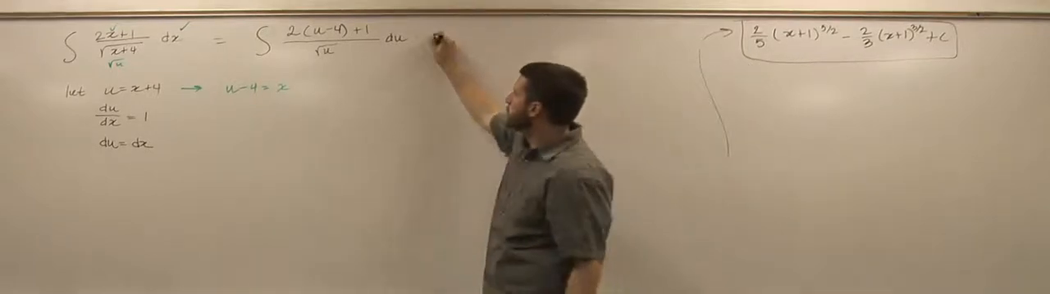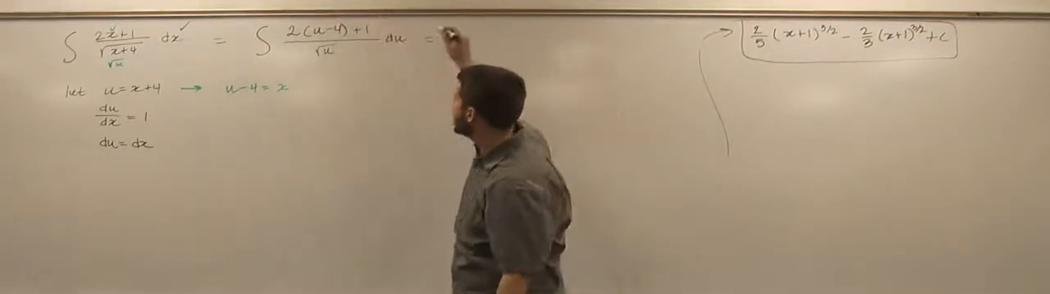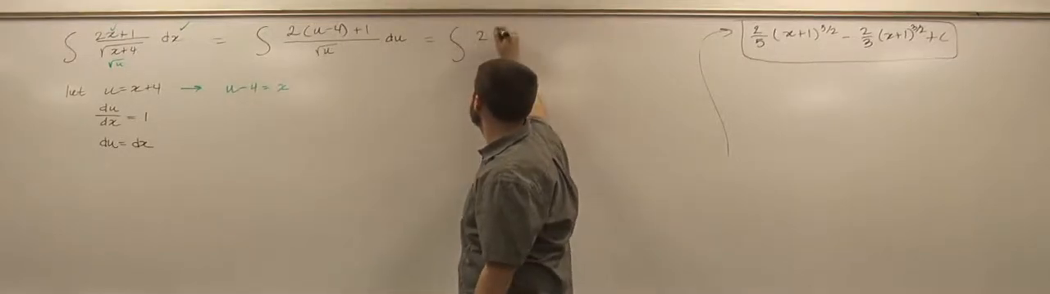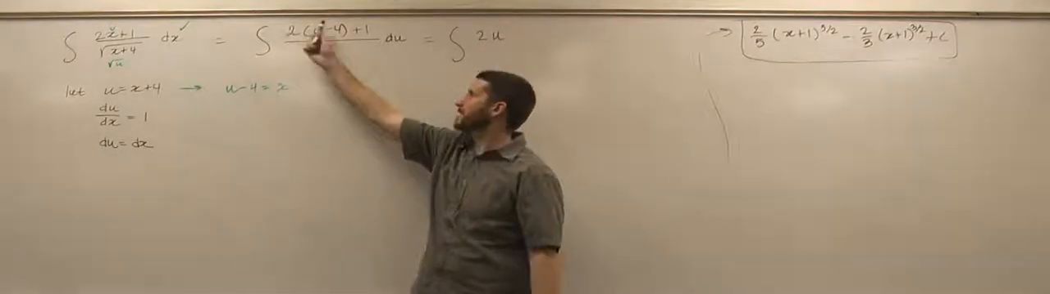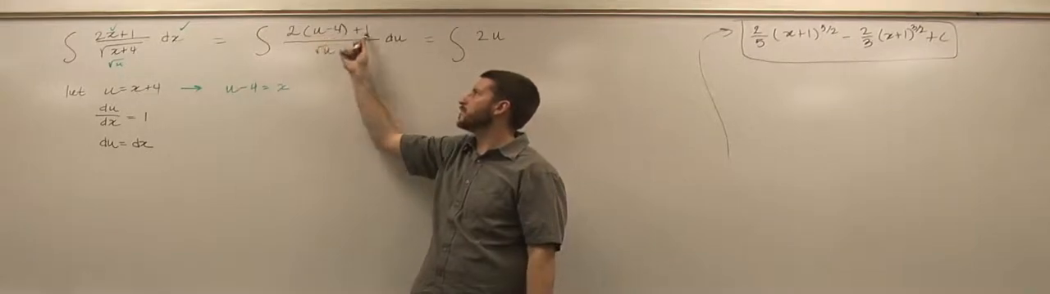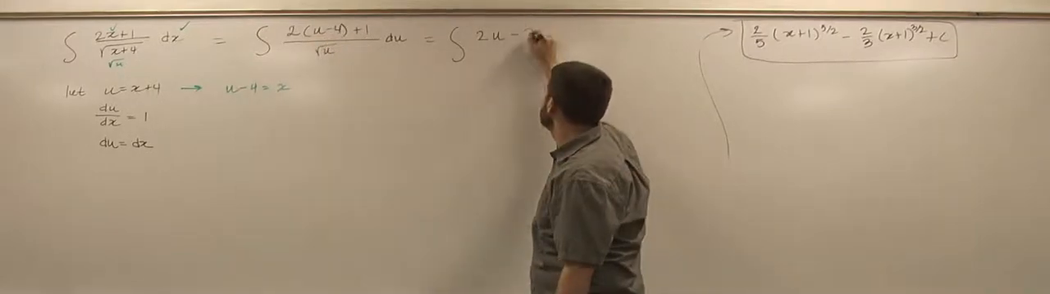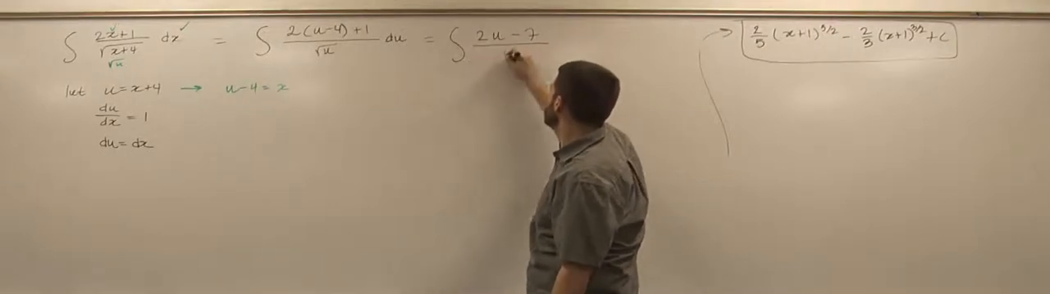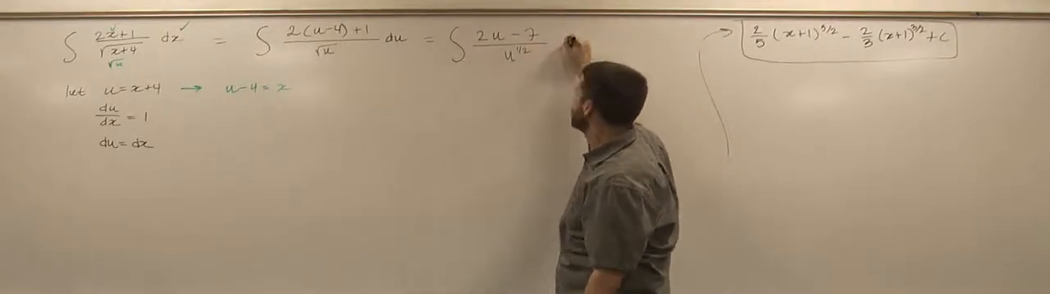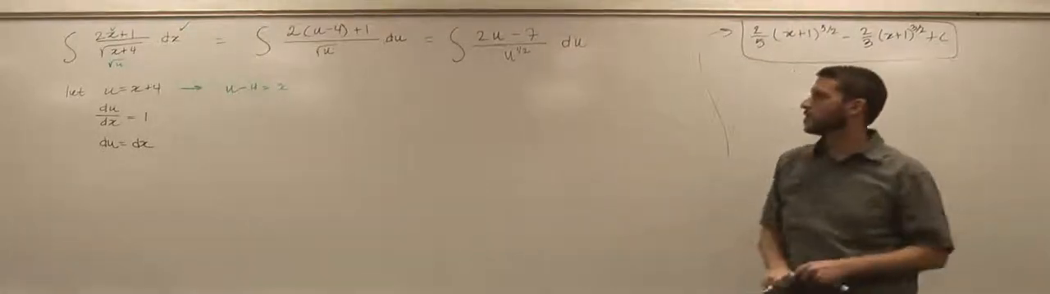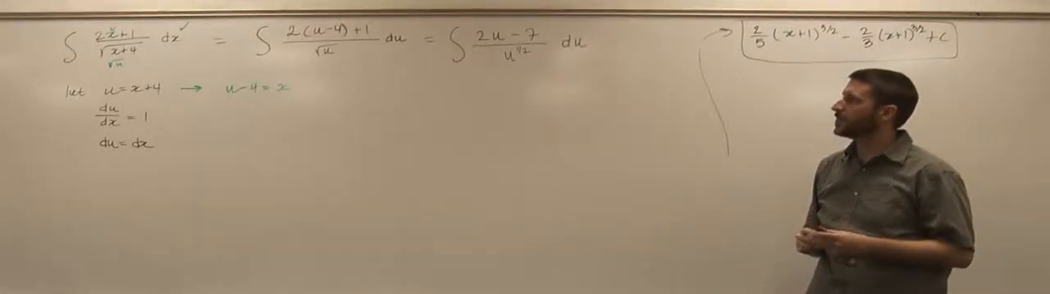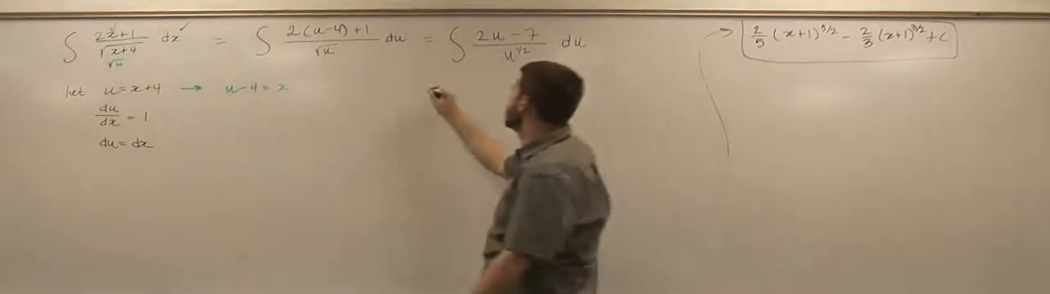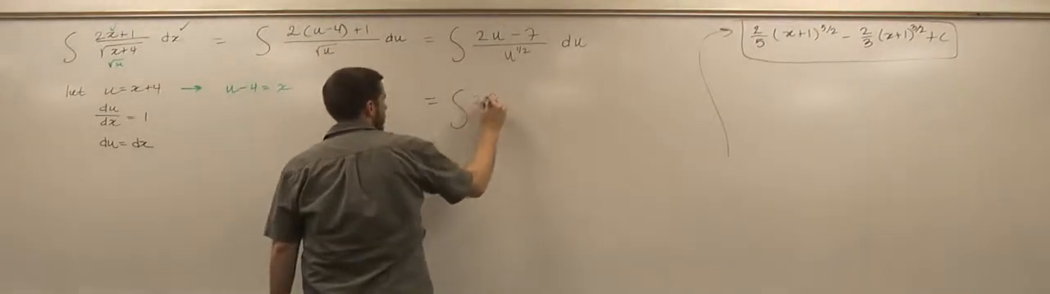So let's do some algebra first. On top, I'll go ahead and expand out the 2, I guess. 2u, so we'll get minus 8 when we multiply by negative 2, but then we add 1, and we'll end up with minus 7 altogether. So on top, I get 2u minus 7. Bottom, I get u to the 1/2. Split this up.